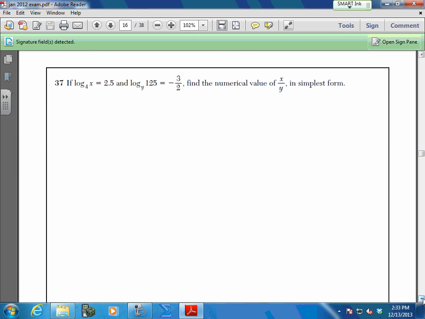This is a nice little log problem. You have to find eventually the value of y divided by x. So x is here.